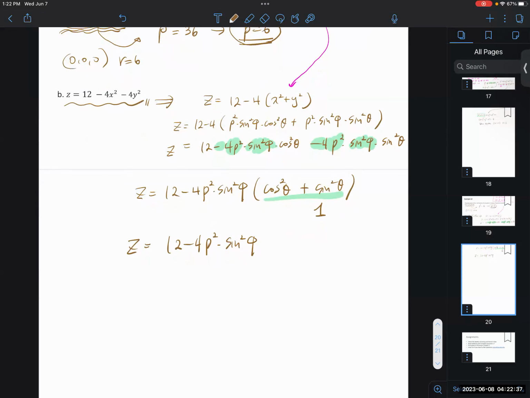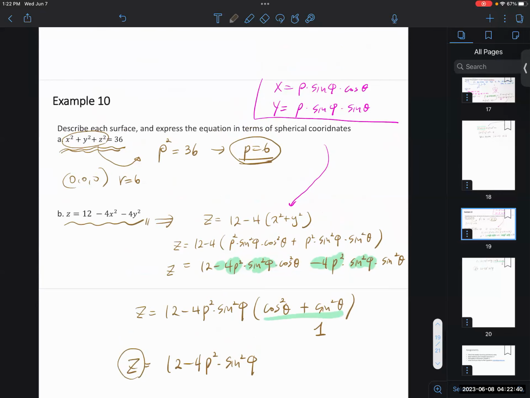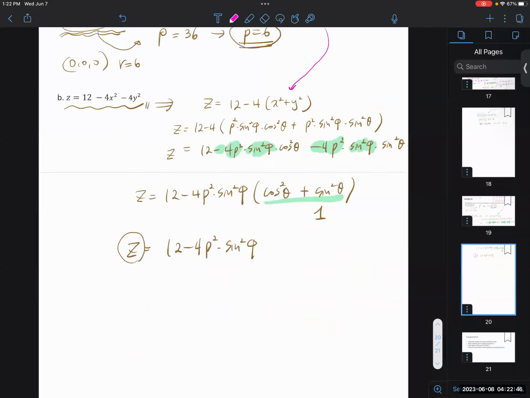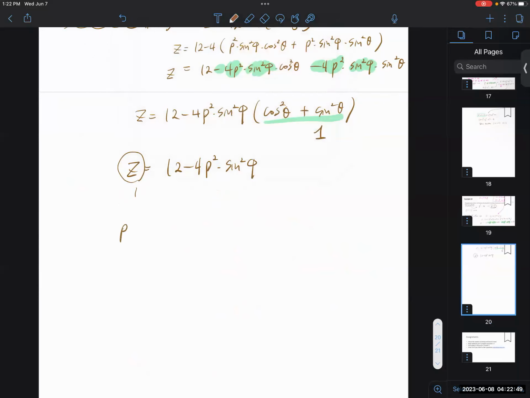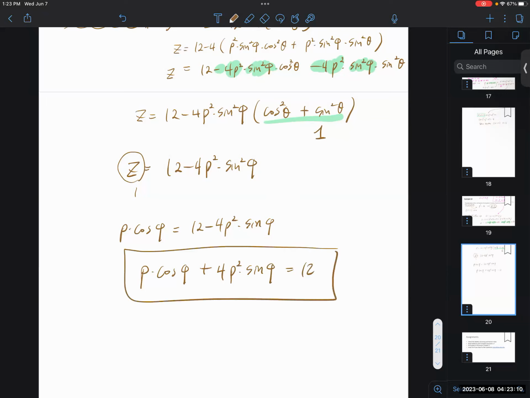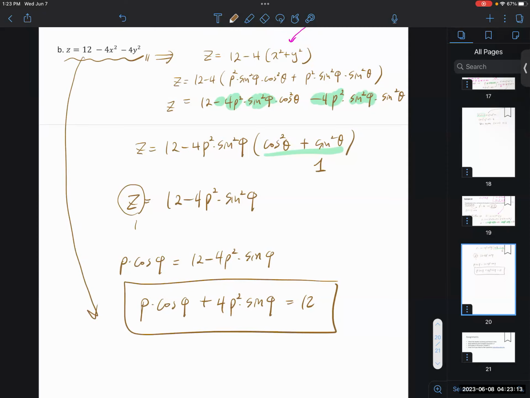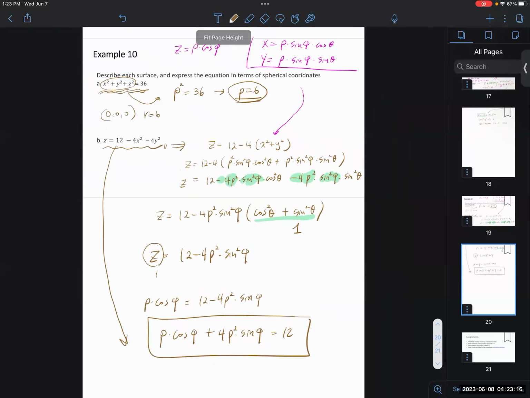And then what happened? Z also, if you go up, I'm going to write it here. Z is the same as p times cosine phi. So I can convert it. This is p times cosine phi equal to 12 minus 4 p squared sine squared phi. I can change the order. So basically p times cosine phi plus 4 p squared sine squared phi equal to 12. This is the spherical equation. You can convert from that rectangular equation. So again, you can do back and forth. So that's all about it.